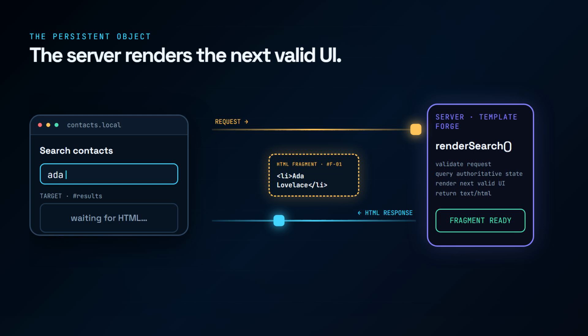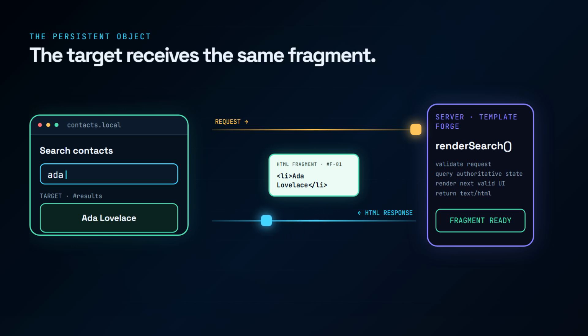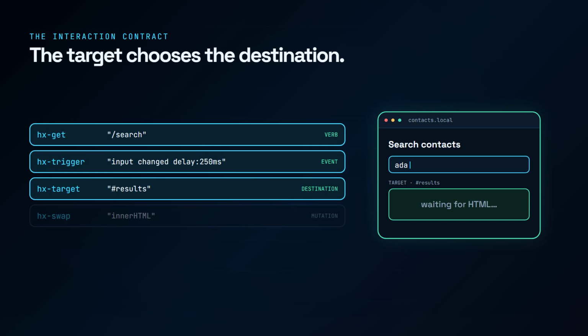Here is the smallest useful example. An input has hx-get, pointing at /search. hx-trigger says to react to changed input after a short delay. hx-target points at the results list. As the user types, HTMX sends the input value with the request. The server filters its records and returns list items, not a JSON object. HTMX drops those list items into the target.